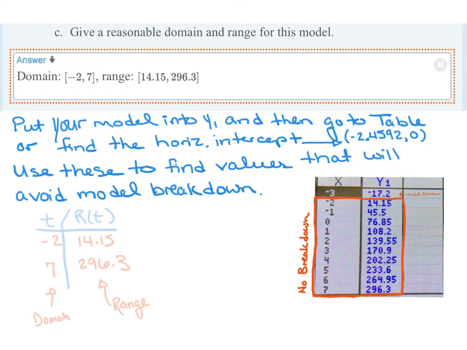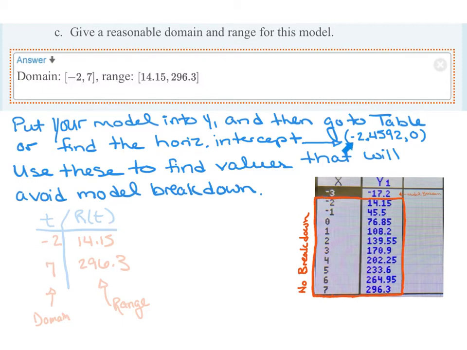For question C, it's asking for a reasonable domain and range. So first thing I'm going to look for is where is the model breakdown occurring, because I want to avoid that. And model breakdown would be if I'm getting negative amounts of money out, revenue out. So I probably want to avoid that. So I started at -2.